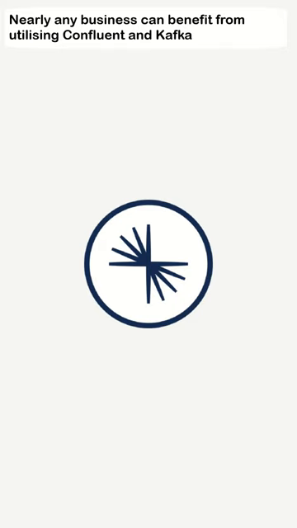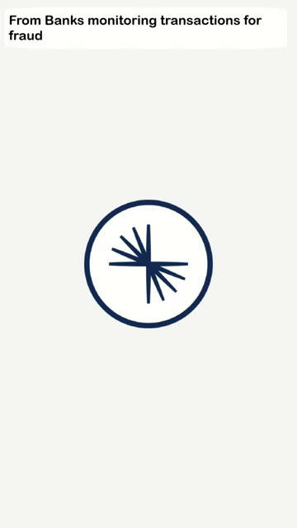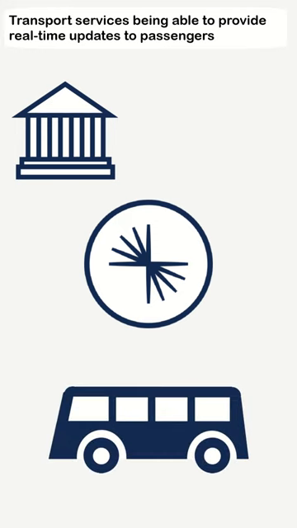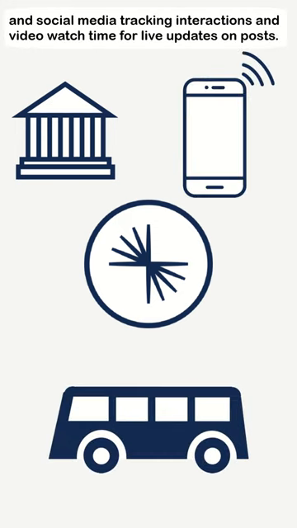Nearly any business can benefit from utilizing Confluent and Kafka, from banks monitoring transactions for fraud, transport services being able to provide real-time updates to passengers, and social media tracking interactions and video watch time for live updates on posts.